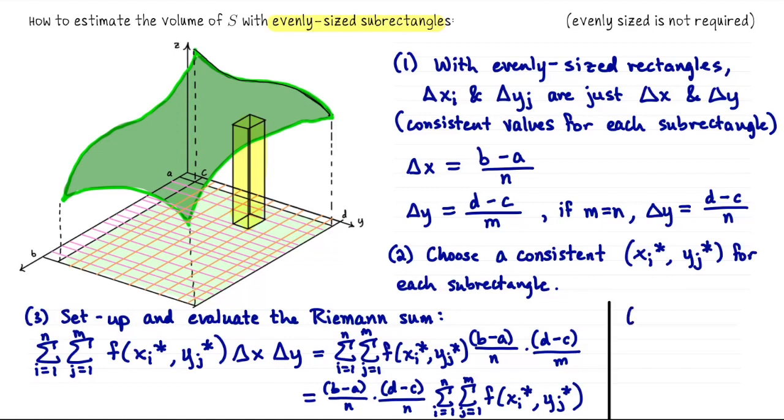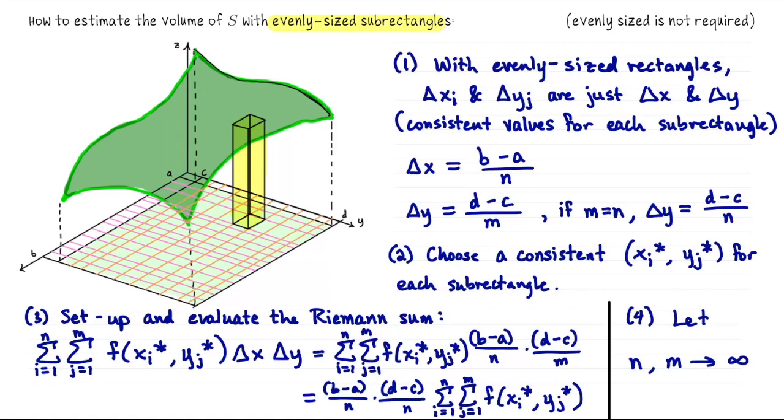Okay, I think I can fit step 4 on here. That's just to take the limit of the sum as n and m go to infinity. If the limit of the Riemann sum exists, then our function is integrable, and that limit is the volume enclosed between the graph of the function and the xy plane.